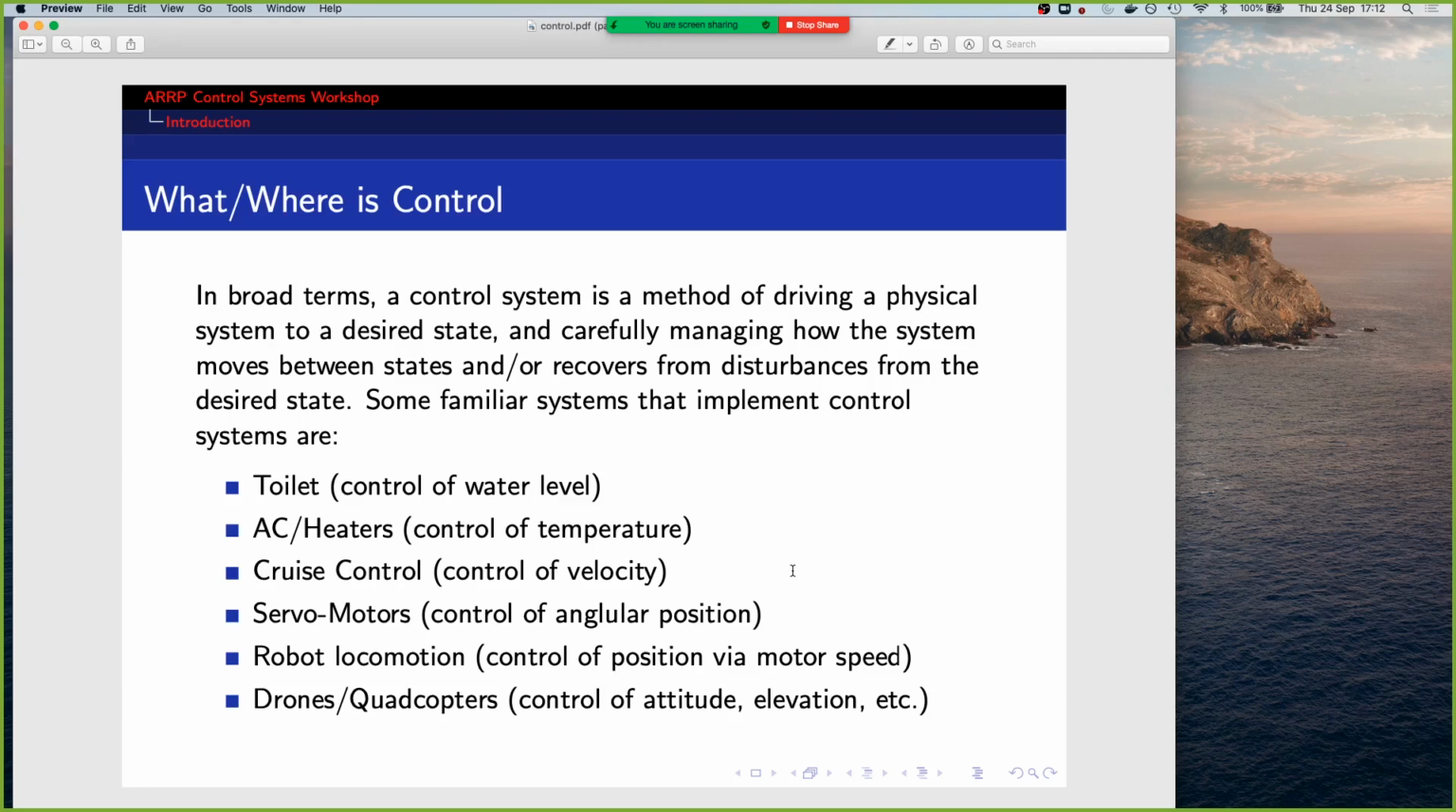Familiar systems that you might know use, or think might use, some sort of control system: a toilet, there's some sort of control of water level in there. Air conditioning and heaters, controlling the temperature. Cruise control controls the velocity of your car. Servo motors: if you've ever used a little servo motor before, they actually implement a control scheme to control the angle of the servo, so there's a feedback loop in there. Locomotion, where we control the motor speed. Drones and quadcopters have plenty of different control happening on them, such as attitude, elevation, heaps of stuff.